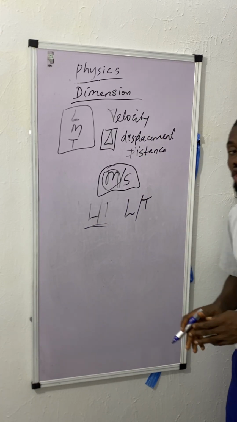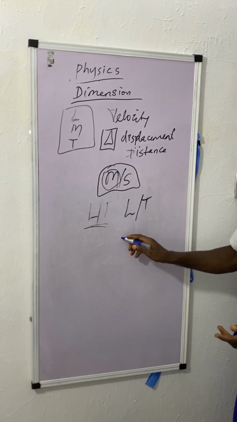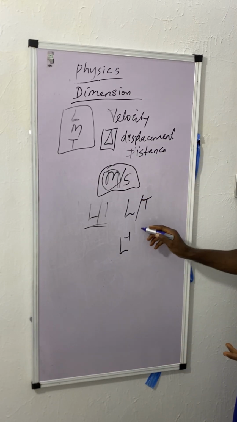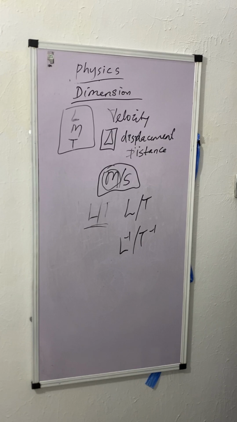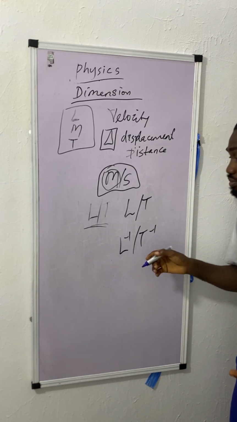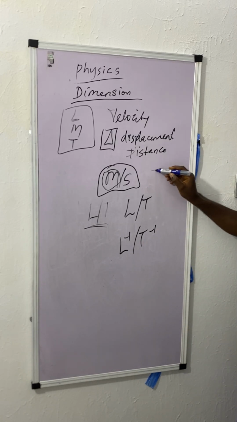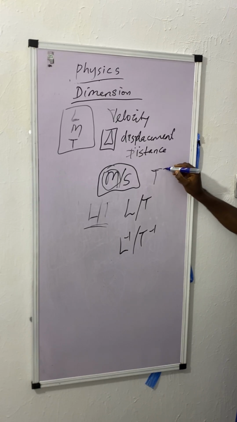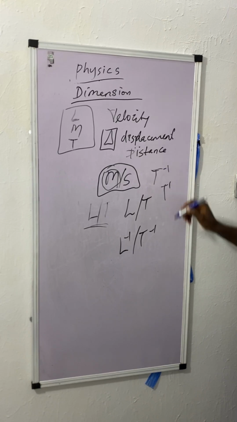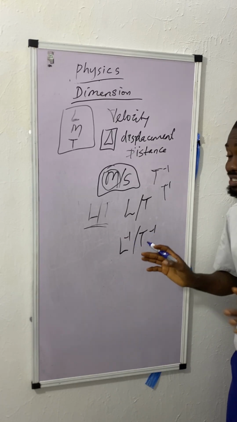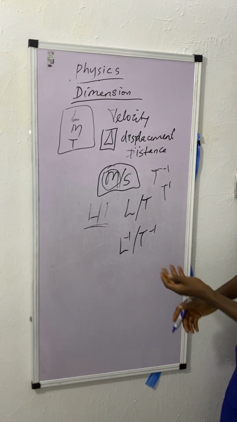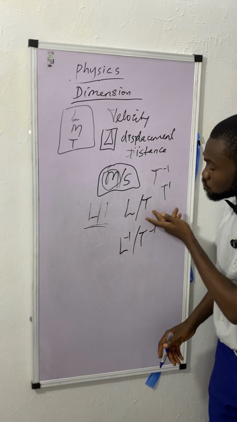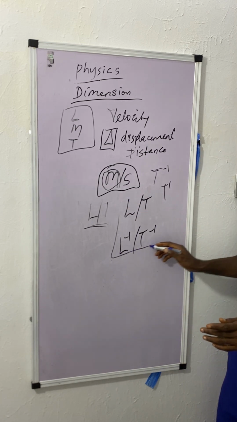But because of algebra, sometimes you can see it as L raised to power 1 times T raised to power minus 1, and that is correct. Remember the law of algebra that any letter represents a number, and it inherently has power 1. That is algebra for you. So if you see it like this, raised to power 1 or raised to power minus 1, it is still correct. They are all equivalent.